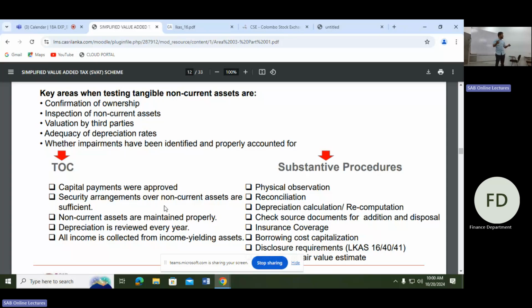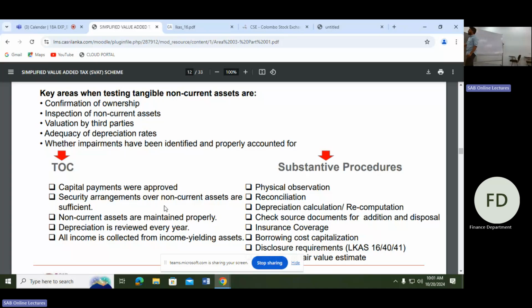A company, according to the nature, has security arrangements. Whether you have an in and out register, it may be in a branch, a key handling register. Who is the person who opens the branch, right? Likewise, we may have different security measures, right? And non-current assets are maintained properly. Maintained annually, one of the approvals done. And then depreciation is reviewed every year. Depreciation is checked annually.